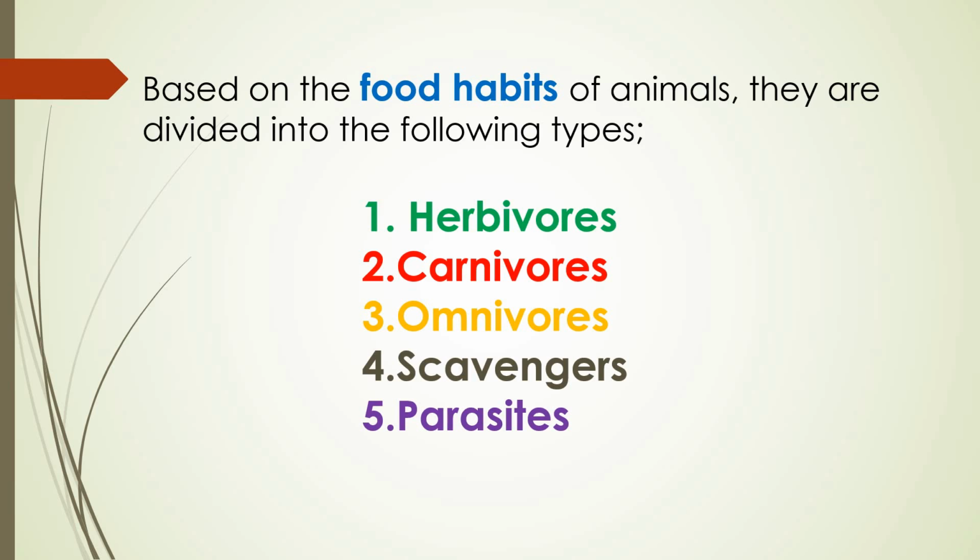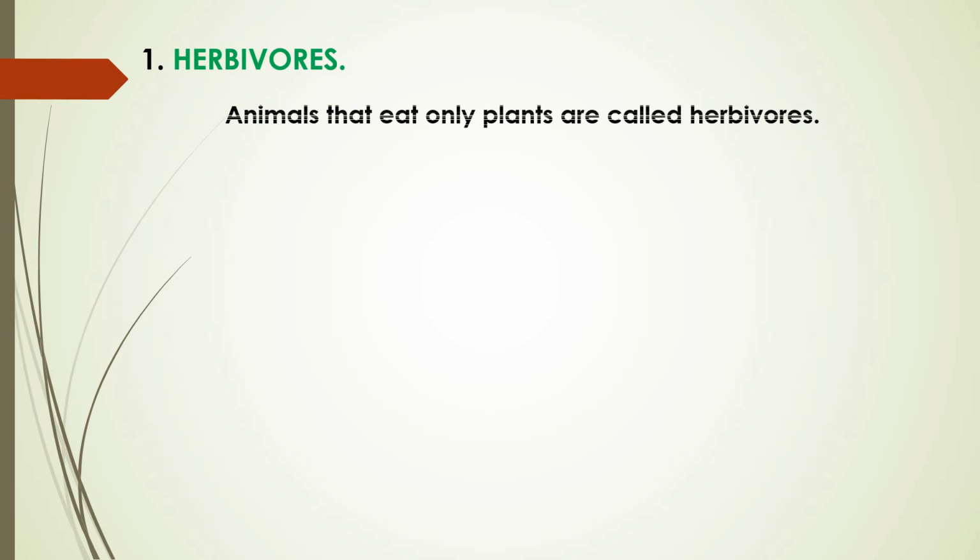Now let us try to understand what these type of animals actually mean and what are their food habits with some examples. So herbivores. Herbivores are those animals that eat only plants, and they all depend on the green things around us. That means they eat plants only.